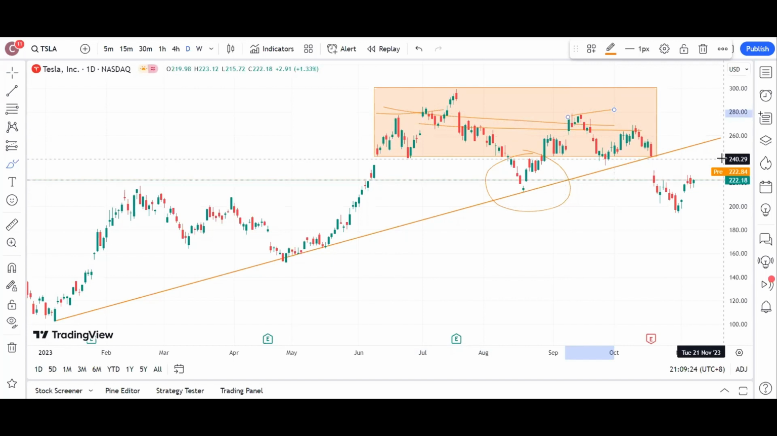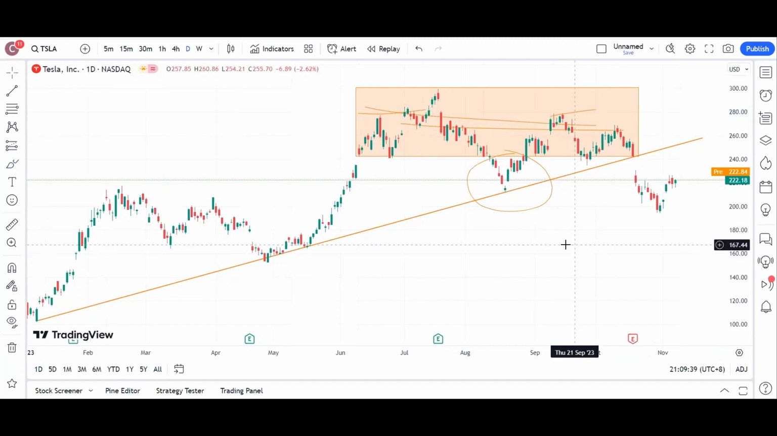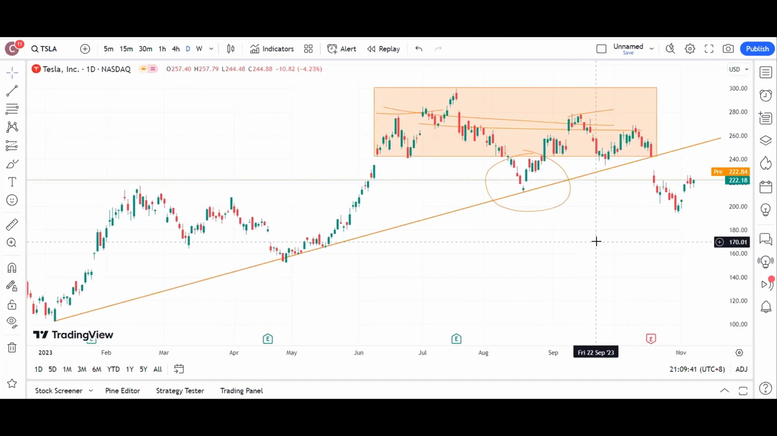But no, I'm not going to try to spot a pattern for you here. I just try to walk you through the thought process: how can you tell from the chart itself what you should be looking out for moving forward from here? Because all these patterns are very easy to draw in hindsight. Very easy.